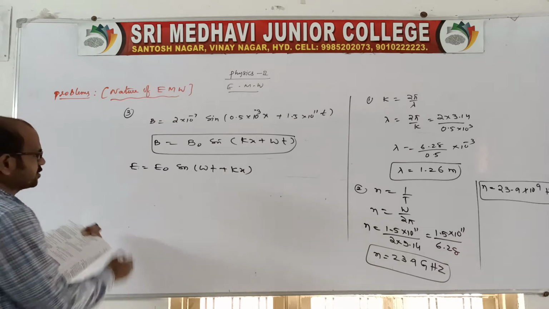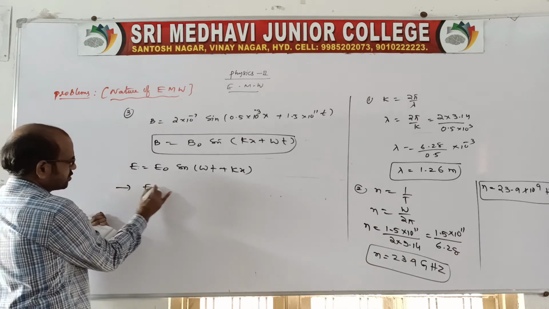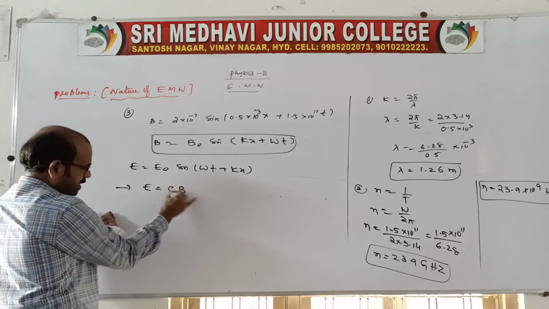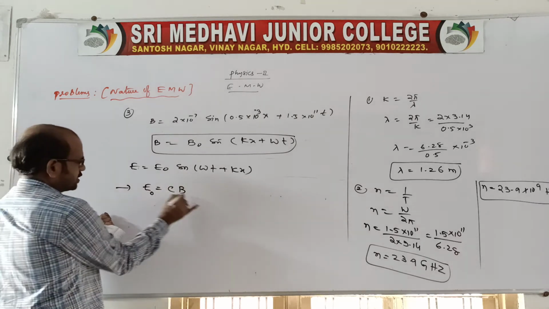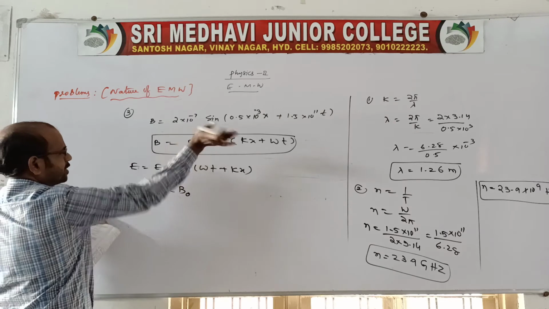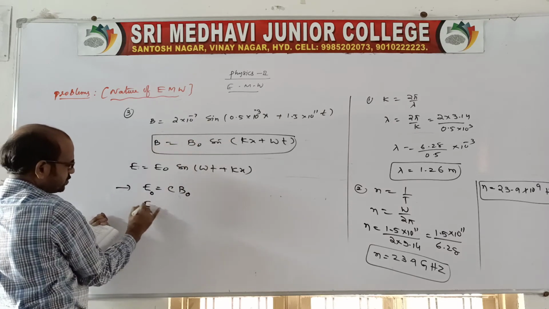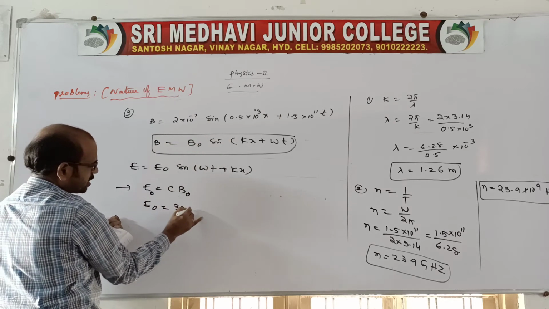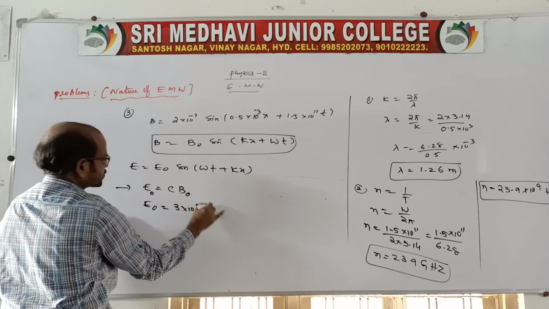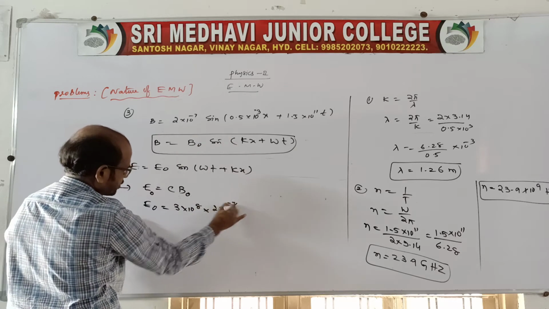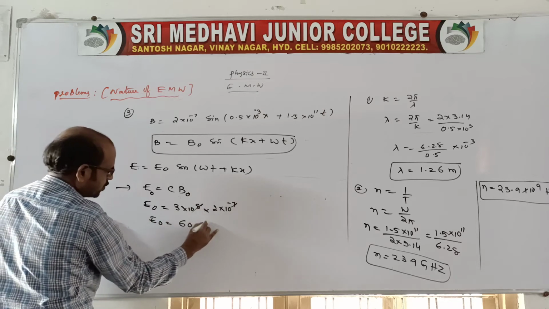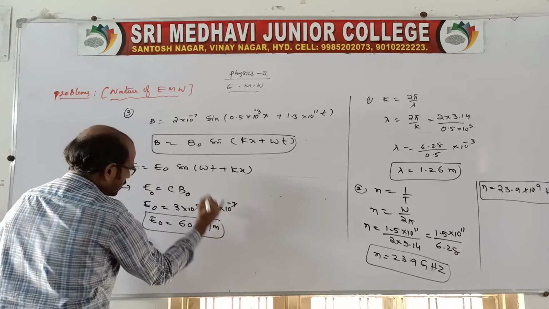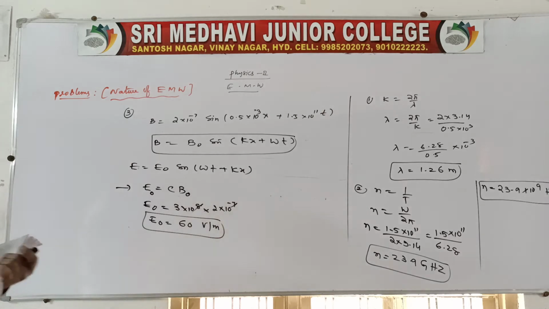We can get E naught by using E is equal to C into B, or E naught is equal to C into B naught. B naught value is 2 into 10 power minus 7, and C value is 3 into 10 power 8. Cancelling, E naught is equal to 60 volt per meter. Now we know E naught, omega, and k, so now you write the expression.